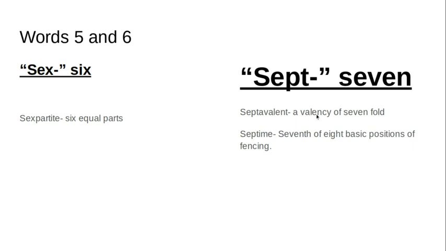Septavalent is the valency of the sevenfold. A septeme is the 7th of the 8 basic positions in fencing. Fencing is a sport that uses a kind of sword-like structure. So septeme is the 7th of the 8 basic positions.